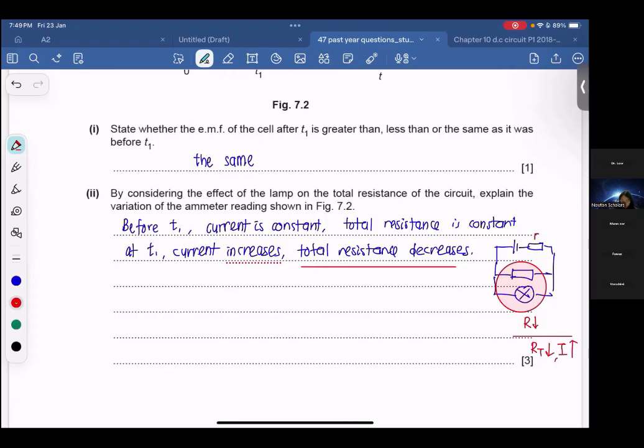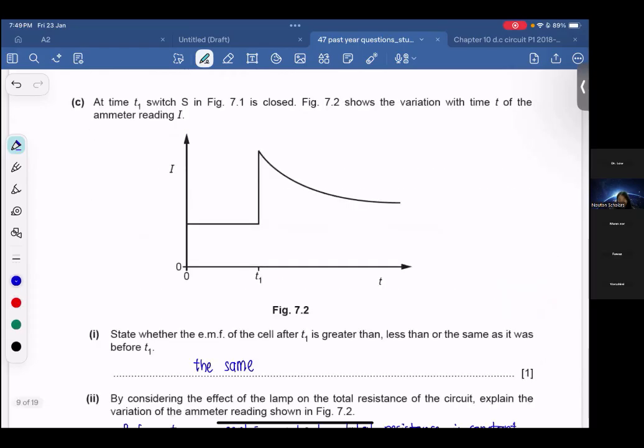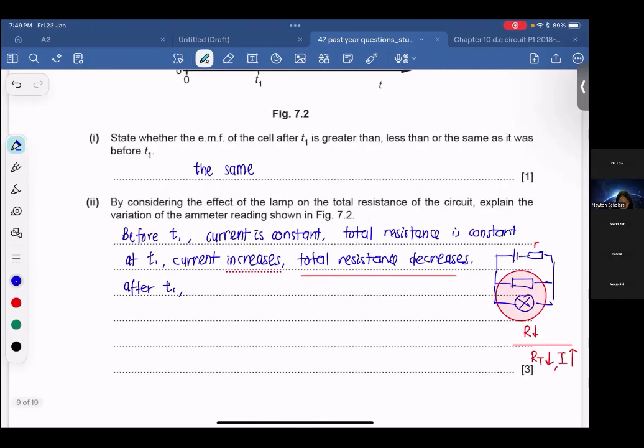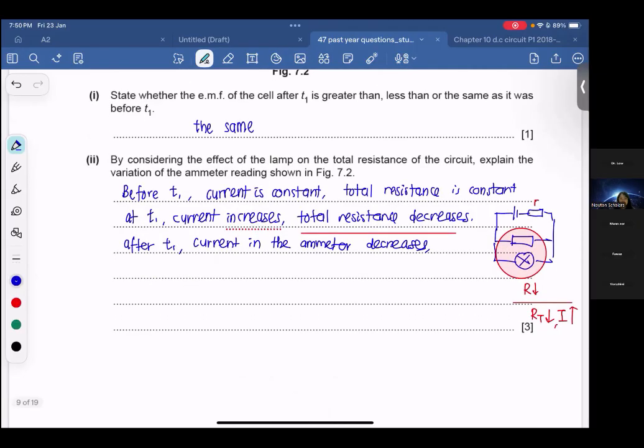Okay, now this is the second point. Third point, we have to mention after T1, why does the current suddenly decrease? Let me give you 10 seconds to think why. After T1, the current in the ammeter decreases. Okay, why? Try to think and then give me some idea.